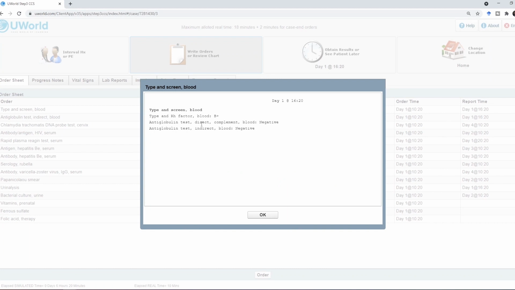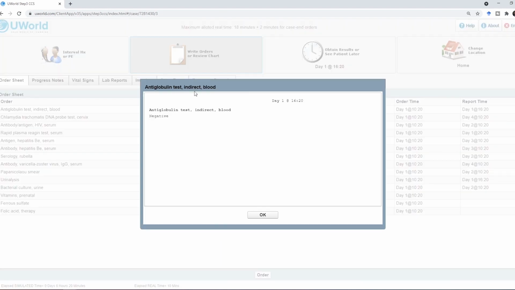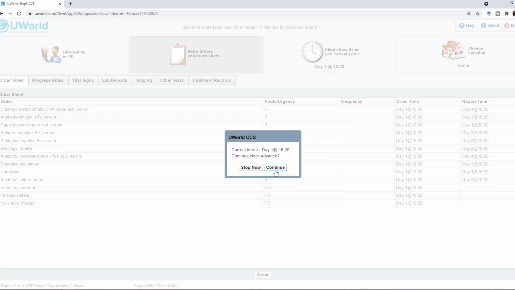Here is the type and screen, negative, negative. The antiglobulin indirect blood is also negative. So this is the same as the one that we just saw. Sometimes if you order 2 tests and some portions of the test are similar, they show you both. So there is no harm in that.